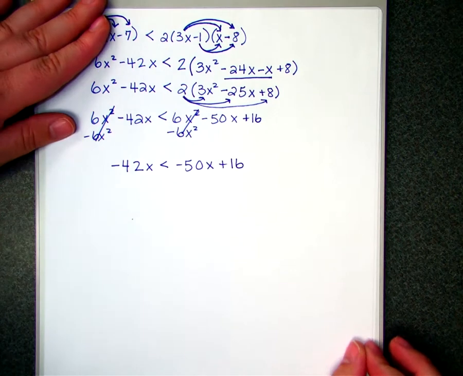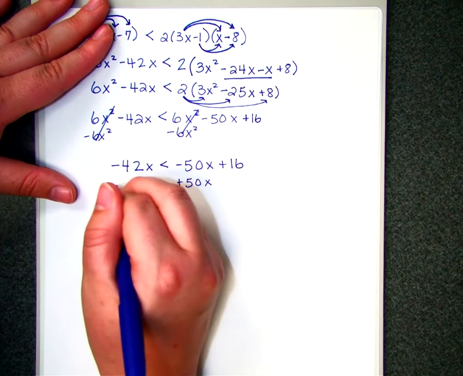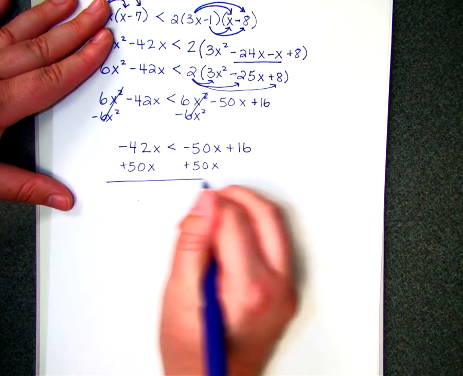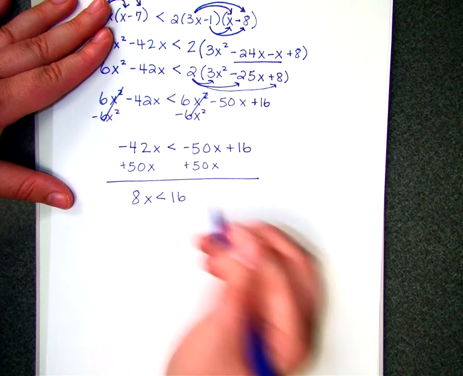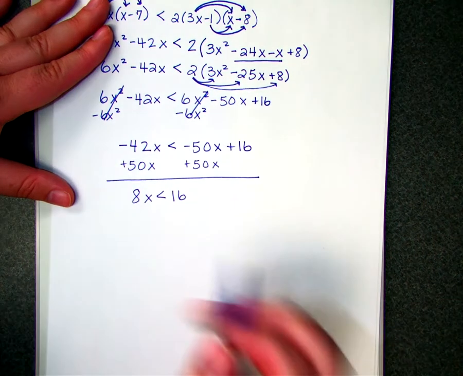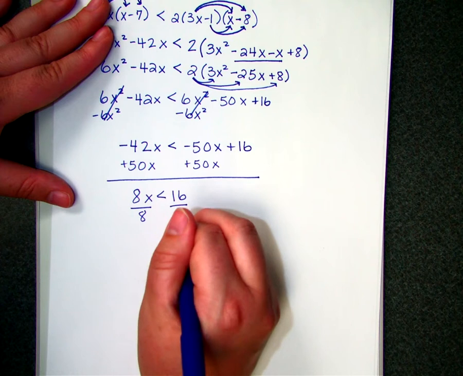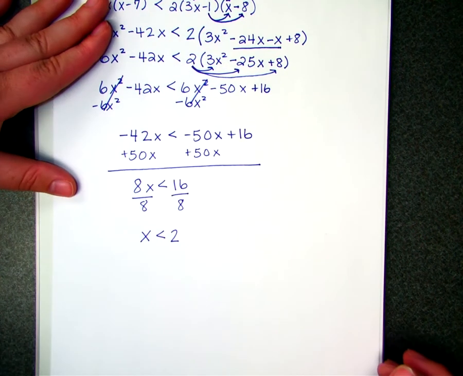So now I'm going to isolate my variable. So I'm going to get the x's on one side. So I'm going to add 50x to both sides. And my equation now becomes 8x is less than 16. Okay, get the variable all by itself. Divide both sides by 8. X is less than 2.